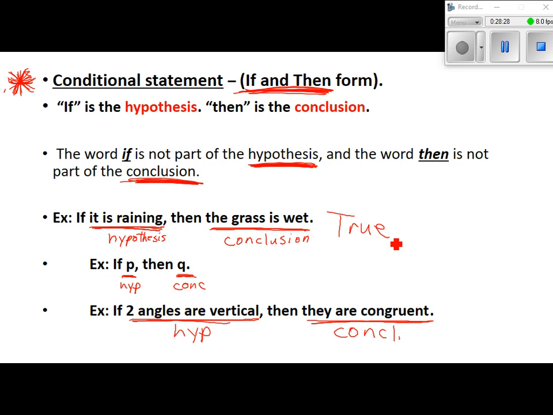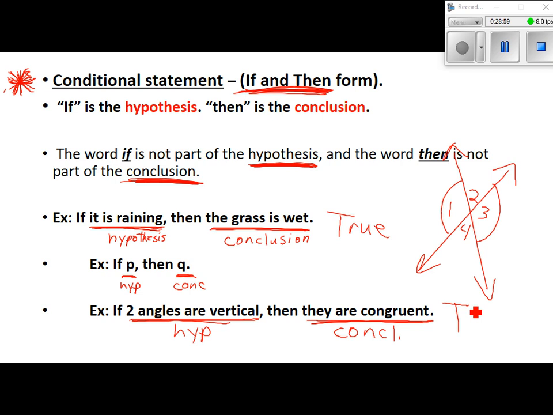So we'd have to know what P and Q are to be able to tell that. Next one, if two angles are vertical, then they are congruent. Is that true or false? Does everybody remember what vertical angles are? Which angles in that picture are vertical angles? 1 and 3. What do we know about angle 1 and 3? They're congruent. So is this a true or false statement? It's true.